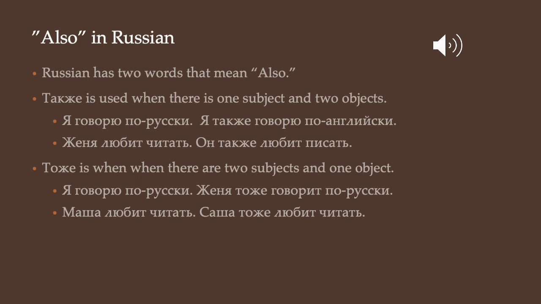Маша любит читать. Masha likes to read. Саша тоже любит читать. Sasha also likes to read. Again, we have one action, two subjects, so we are going to use тоже.